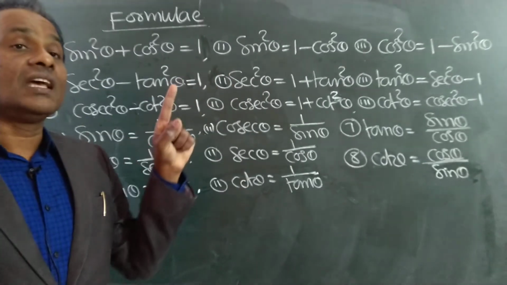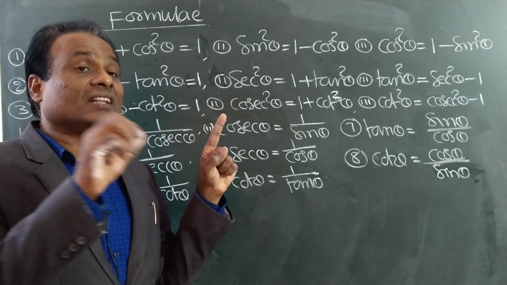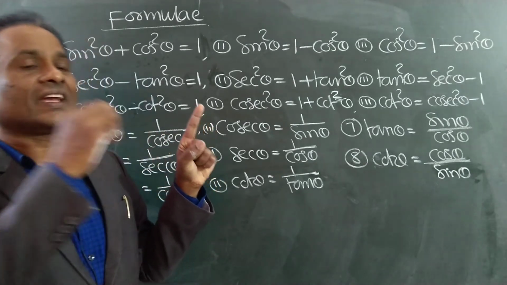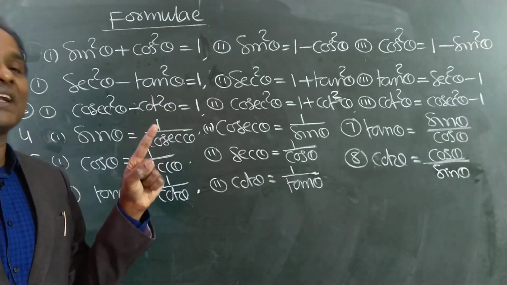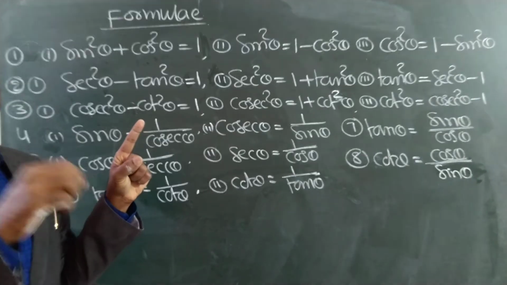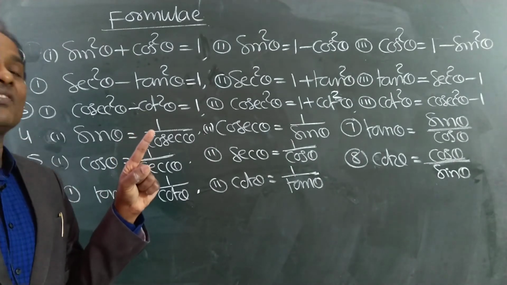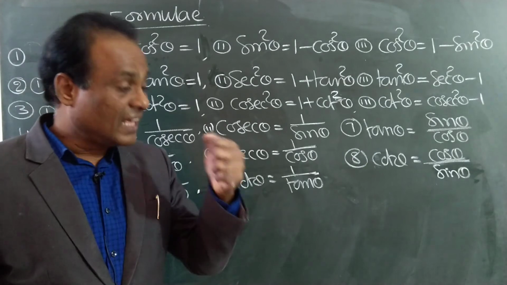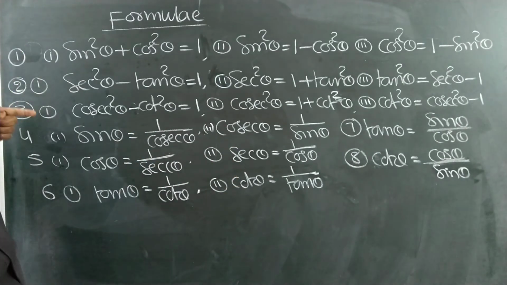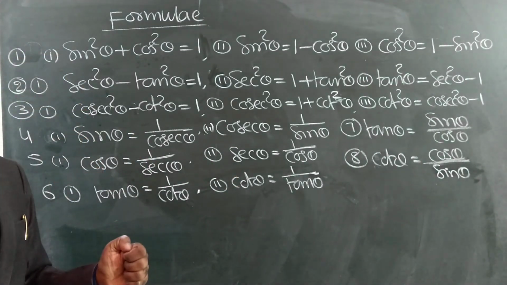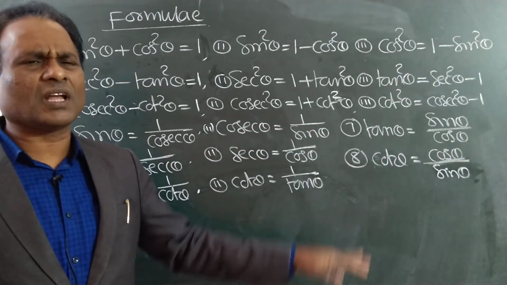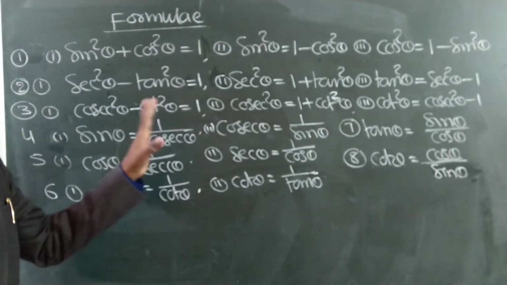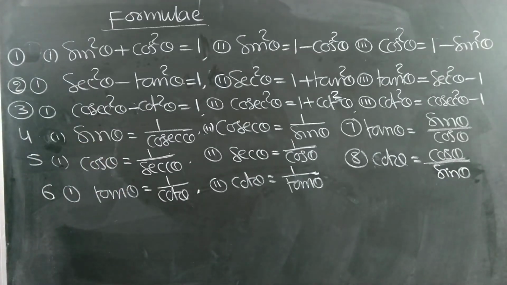Fourth is for complementary angles: sin 90 minus theta is cos theta, cos 90 minus theta is sin theta, secant 90 minus theta is cosecant, cosecant 90 minus theta is secant, tan 90 minus theta is cot, cot 90 minus theta is tan. Like that I derived that set of formulas. Today 3 more formulas, identities, that also I derived. These are the general formulas. From the definition only these formulas will come. So all sets of formulas I explained.